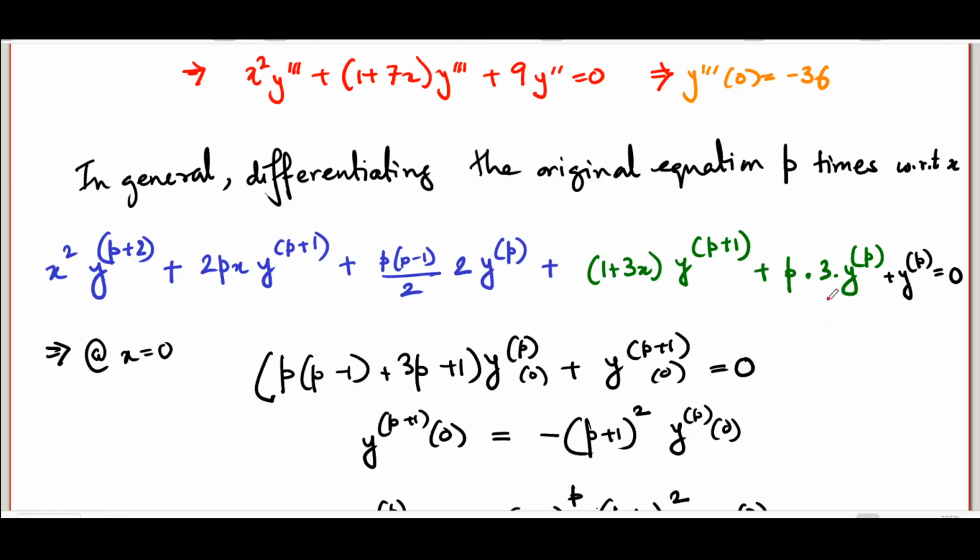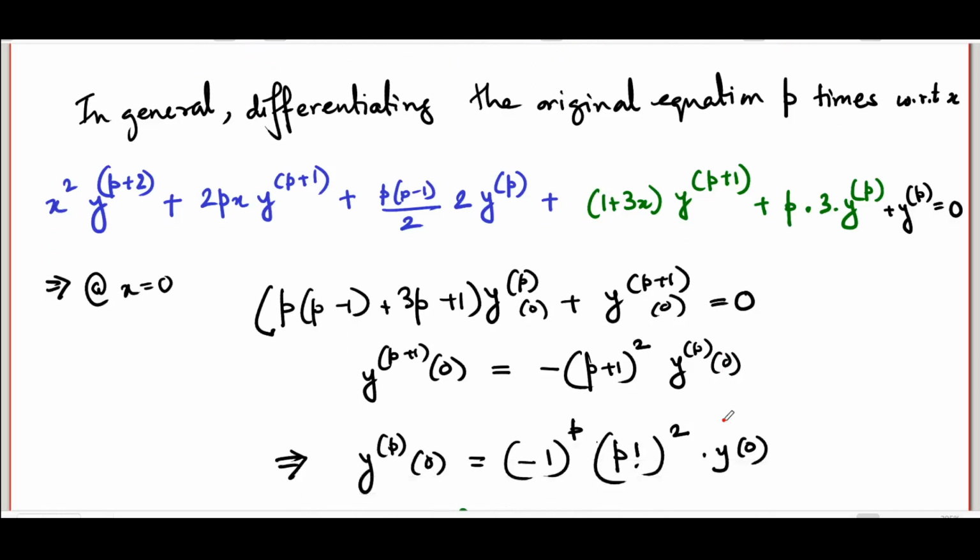Here, you can't drop anything. So what you get ultimately is collecting all terms together. You get p into p minus 1 plus 3p from here plus 1. This is y at p of 0 plus just yp plus 1 term at 0. This is the only connection that you get. It simplifies very simply to yp plus 1 at 0.